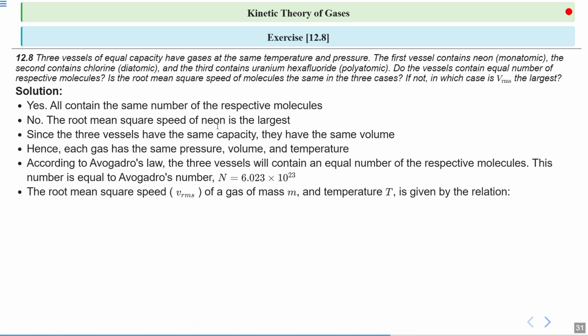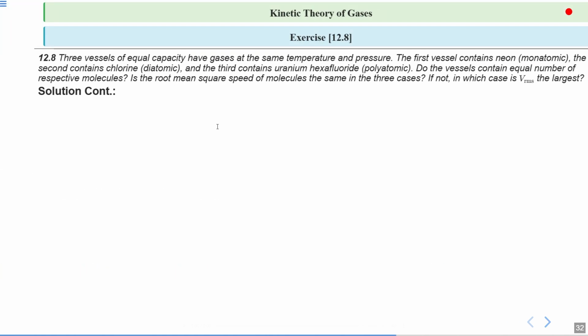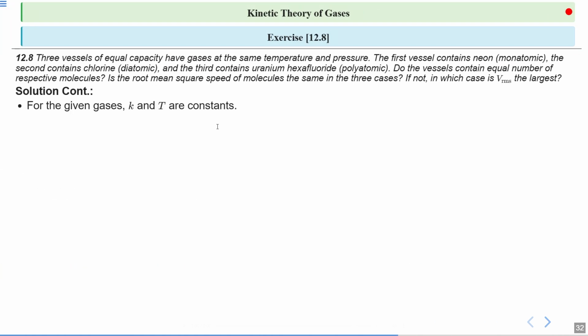And the root mean square speed of a gas of mass m and temperature T is given by the relation Vrms = √(3kT/m), where k is the Boltzmann constant. For the given gases, k and T are constants. Hence Vrms depends only on the mass of the atoms. That is, Vrms is inversely proportional to √m.